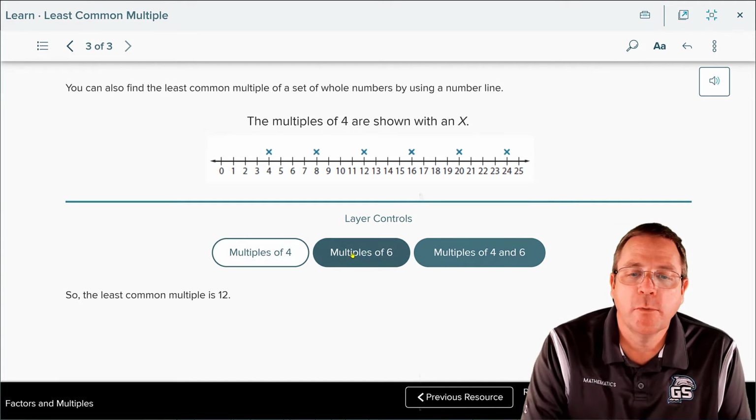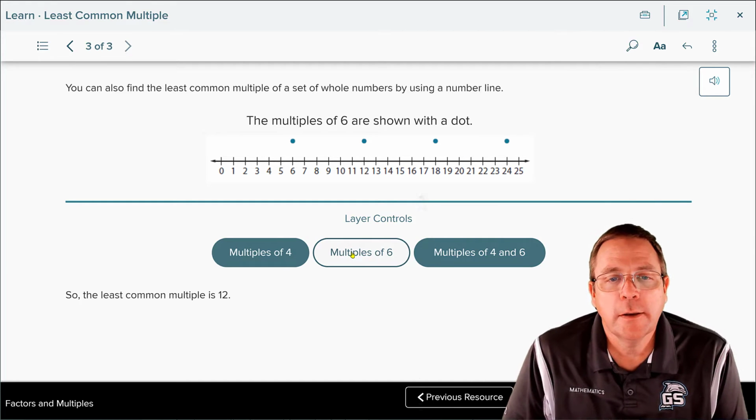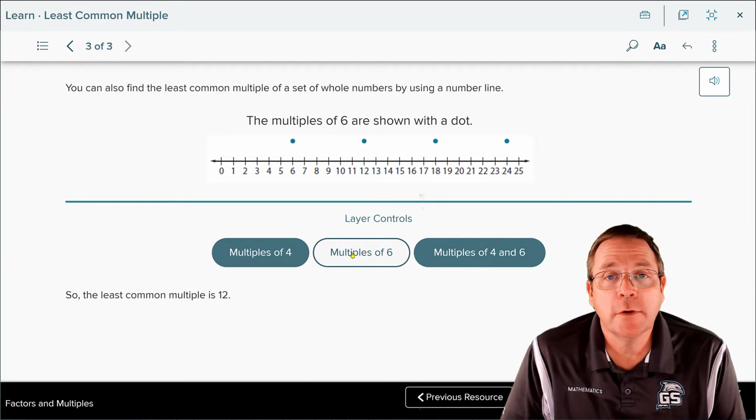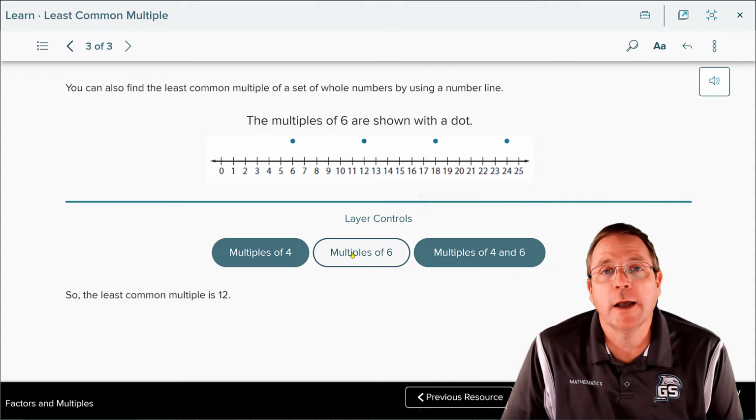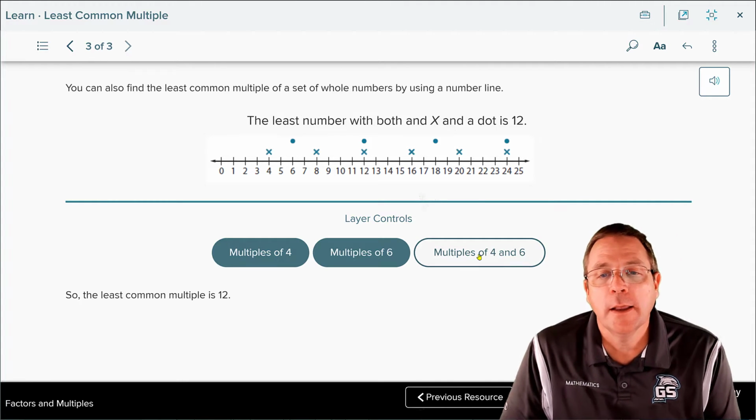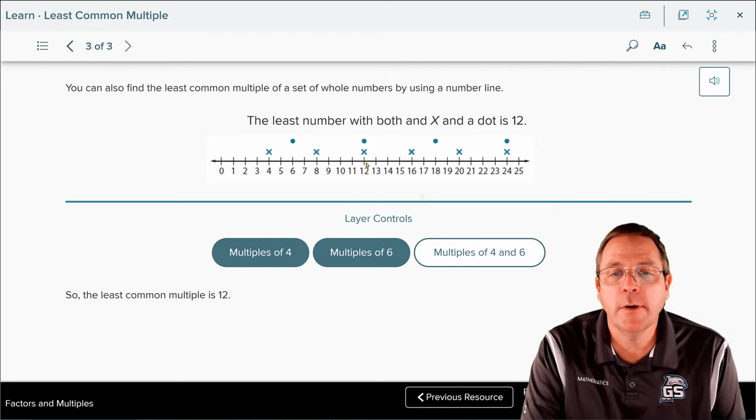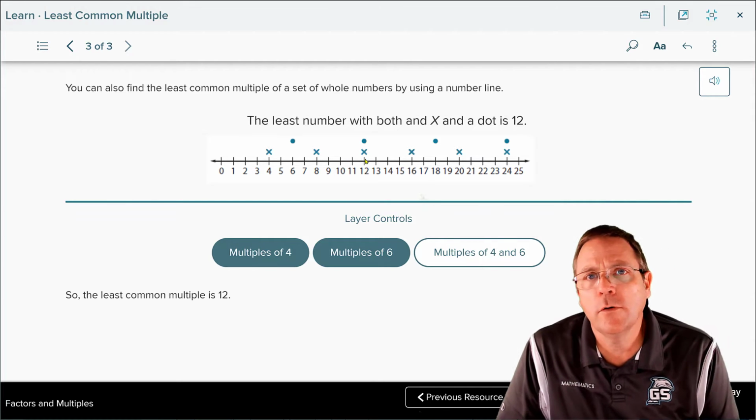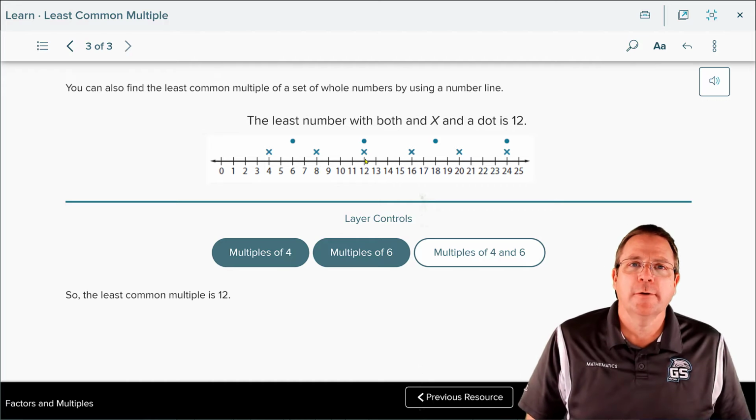And then we said the multiples of 6, those are going to be a dot. You could have used an x here too, that's fine, over every time a multiple of 6 occurred. And then we're going to take a look at them both combined. And where's the first one they have in common? Right there, the same 12 that they came up with using the other method.